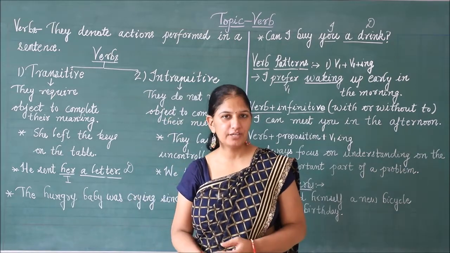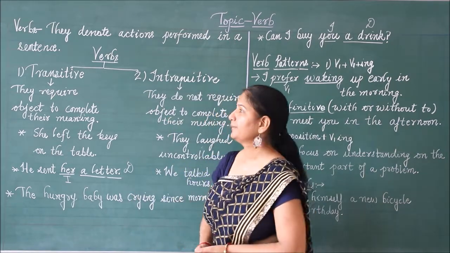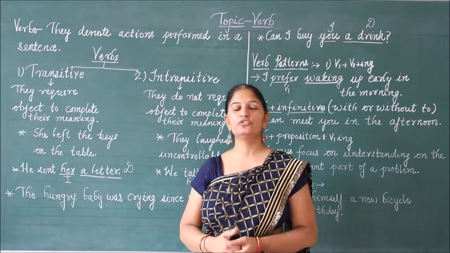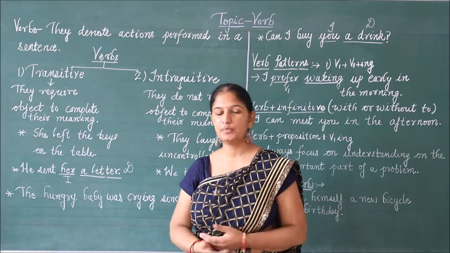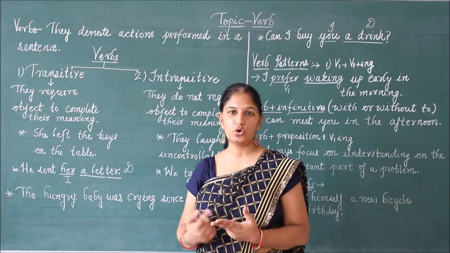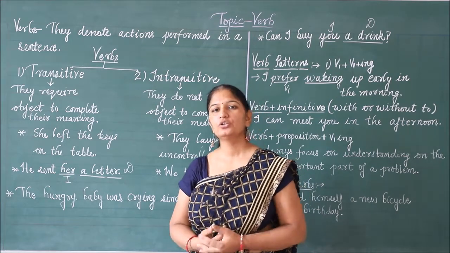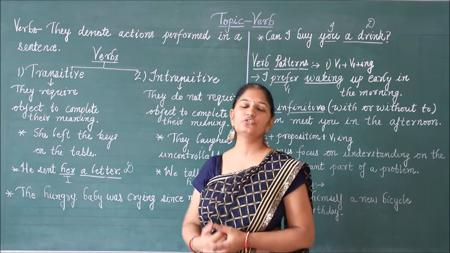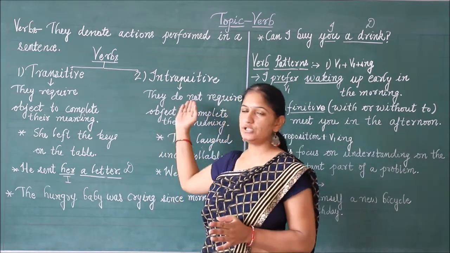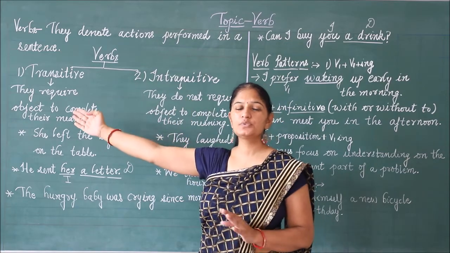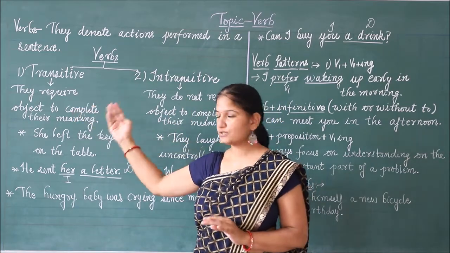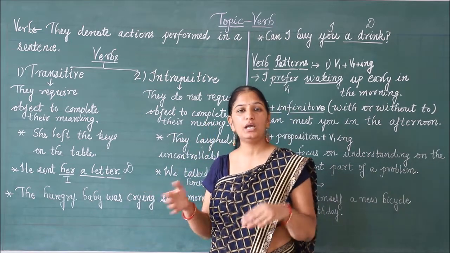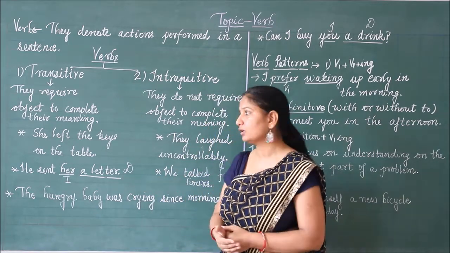So let's have a small recap of whatever we have learnt so far. So we have learnt about the verbs. They denote actions performed in a sentence, and with many examples we have seen: see, watch, walk, teach. So such kinds of words are called action words. There are two kinds of verbs, transitive and intransitive. Transitive verbs always require objects with them. Intransitive verbs do not require any objects and still have complete meaning.